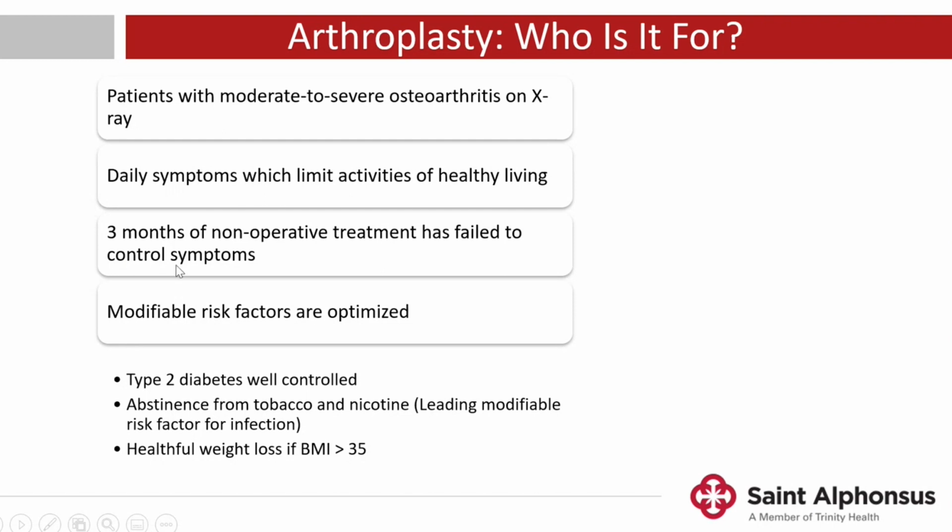And most times we want to look for at least 3 months of trying some sort of non-operative treatment, even if that's just a home exercise program, or activity modification, and taking some Advil. That would certainly qualify. And then we want to try to optimize some risk factors if possible. This can be difficult, but anytime we can do something to reduce your risk of having a complication after surgery, we really try to do so. Some of the main things we look at are control of type 2 diabetes, usually evidenced by a hemoglobin A1C of less than 7.5. One thing that we're fairly hard on is abstinence from tobacco and nicotine.